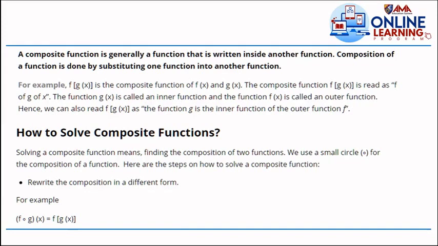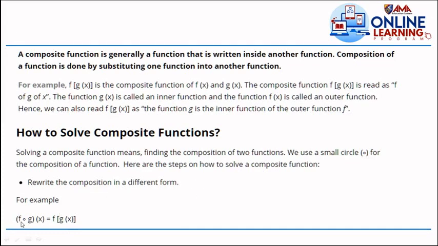Here are the steps on how to solve a composition of functions. So pag meron kang nakitang ganito, yung small circle dyan, that is now the composition of two functions. Iba yung tuldok. Pag tuldok siya, multiplication. Pero pag small circle siya, that is the composition symbol for the composition of two functions. Okay? So we have the first, which is to rewrite the composition in a different form.